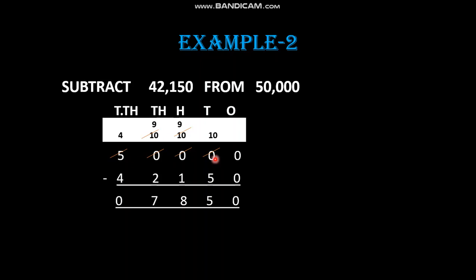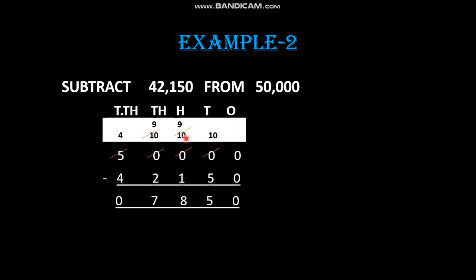So what are we going to do? We are going to borrow 10 from the next place, that is the hundreds place. But here again we have 0. So what we'll do? We'll move on to the next place, that is thousand place. But again here it is 0. What are we going to do now? We'll go to the 10,000 place and borrow 10 from here. Now at the thousand place we have 10, and now this thousand place will give 10 to the hundreds place, and from hundreds place it will give 10 to the tens place. Now we have 10 minus 5, that is 5.